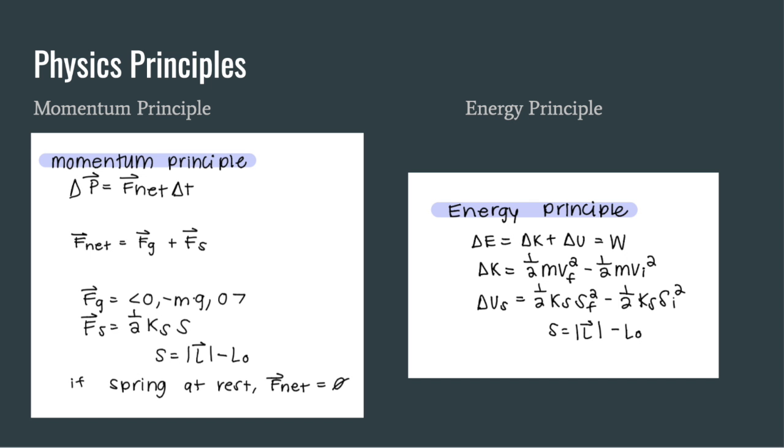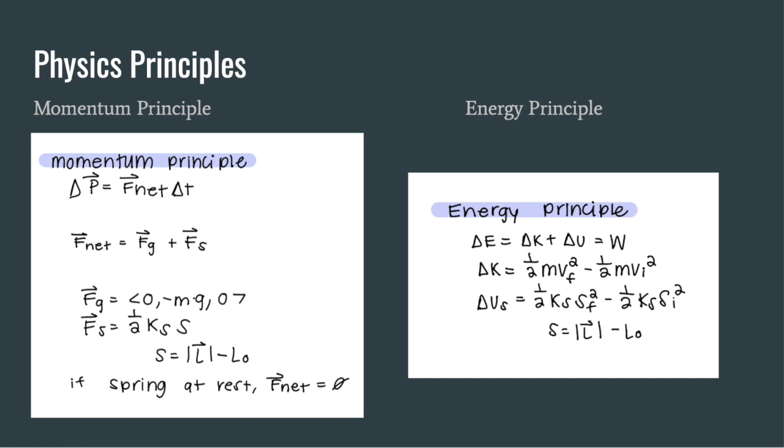In order to analyze this lab properly, both the momentum and the energy principle needed to be understood. The momentum principle states that the change in momentum of an object is equal to the net force times the change in time. The energy principle states that the change in energy of the system is equal to the change in kinetic energy plus the change in potential energy, which is also equal to the work of the system.